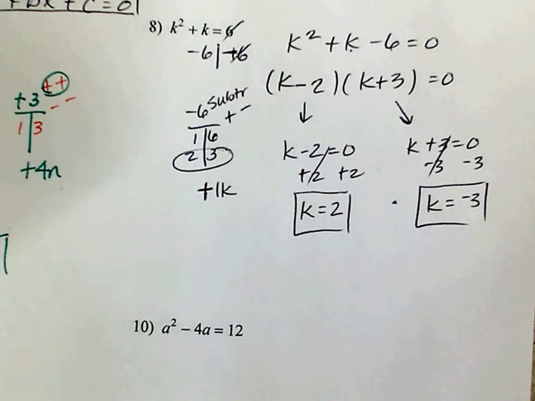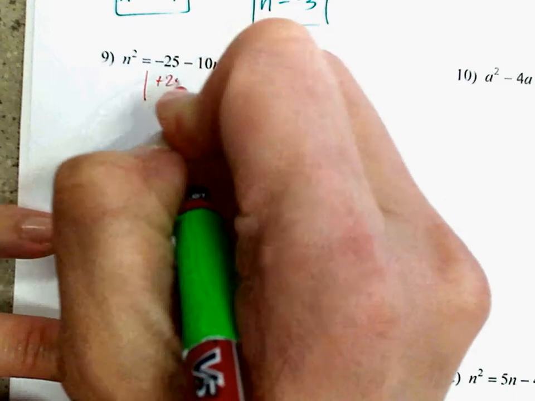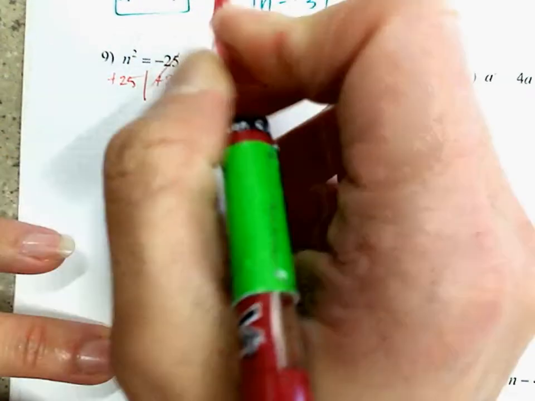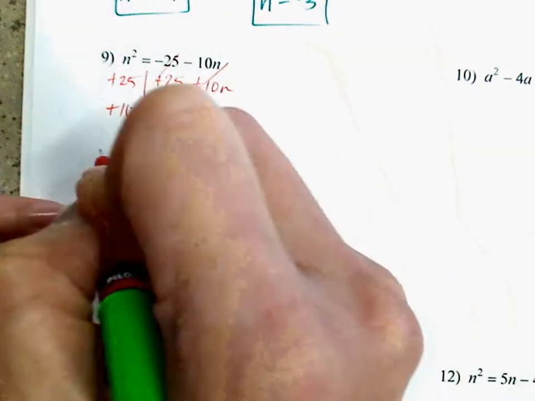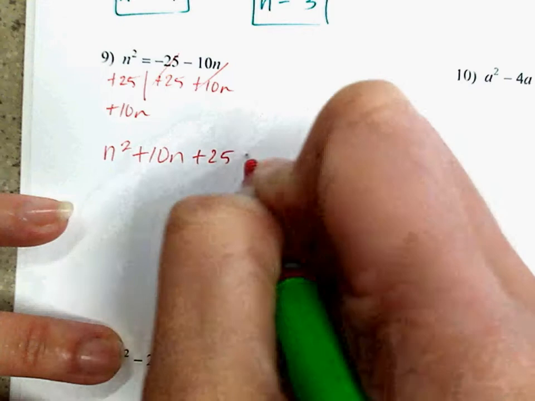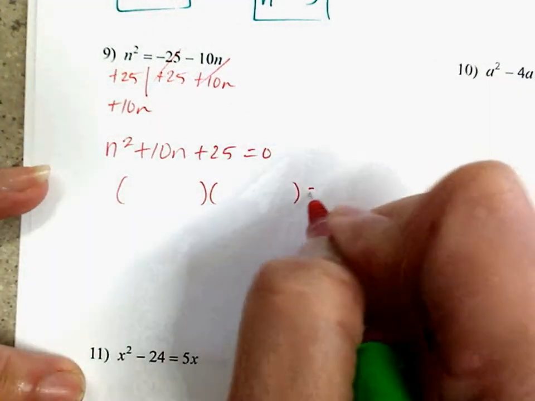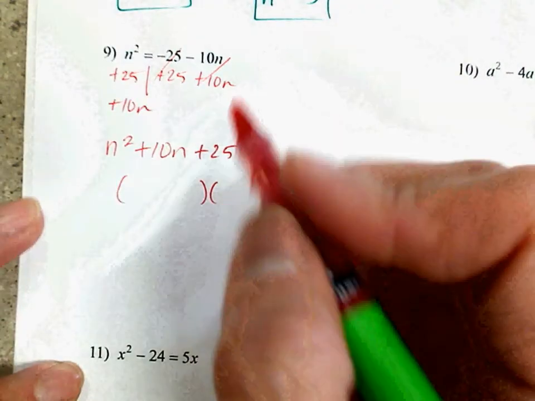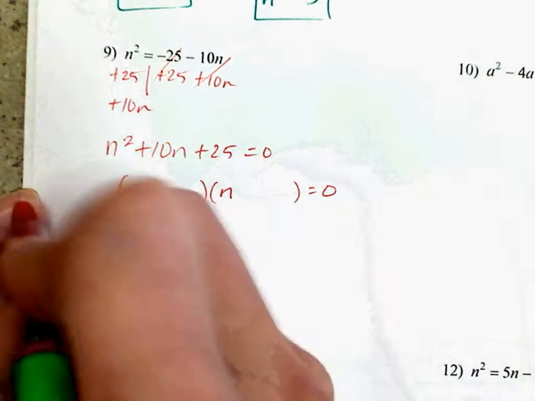All right. Let's look at number 9, okay? On number 9, we're going to add 25, add 10n. So now you have n squared plus 10n plus 25 is equal to 0. Two sets of parentheses. What are some factors of n squared? N and n. All right, positive 25.